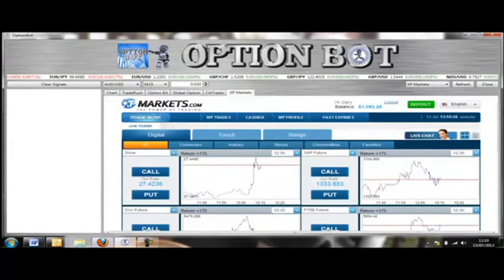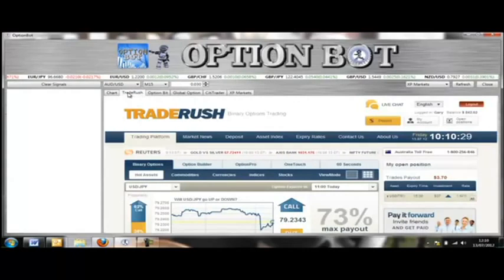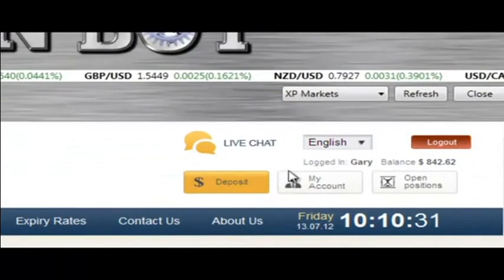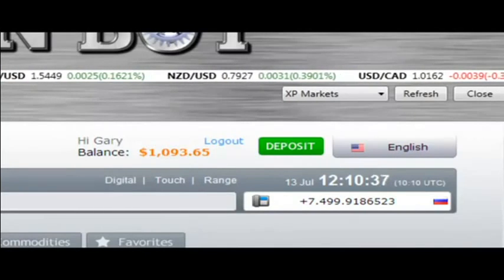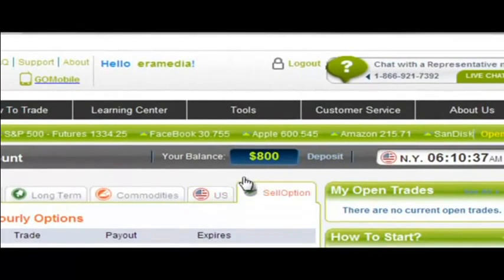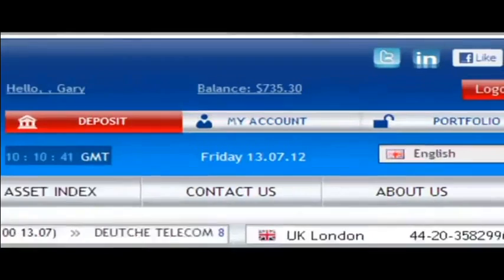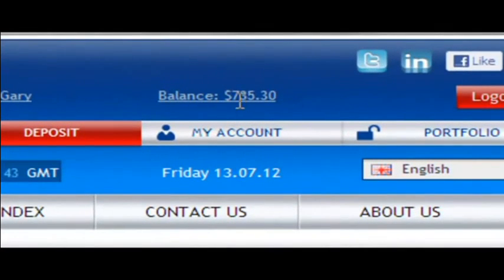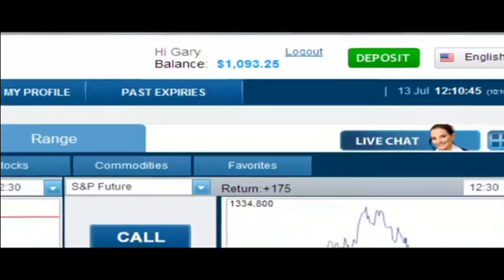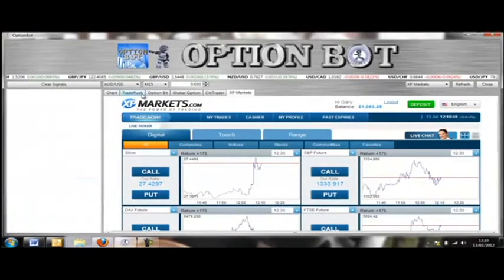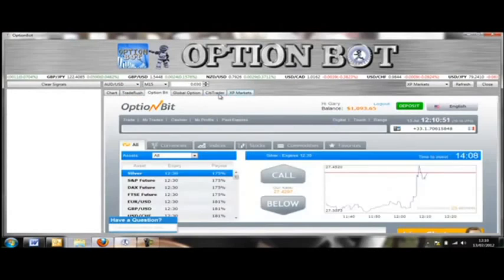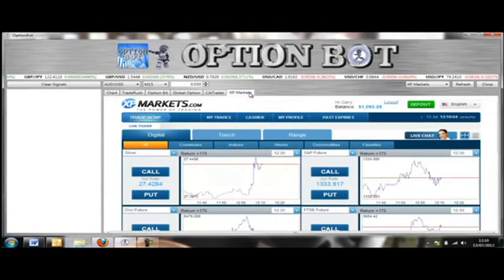I have 5 platforms to trade on. As you can see, I have a balance of 842.62 with TradeRush, a balance of 1,093.65 with OptionBit, a balance of $800 with Global Option, a balance of 735.30 with CityTrader, and finally a balance of 1,093.25 with XP Markets. That's a total across all 5 platforms of 4,564.82 in my trading balance.